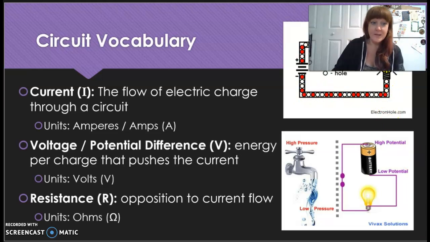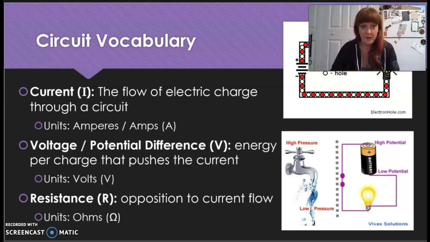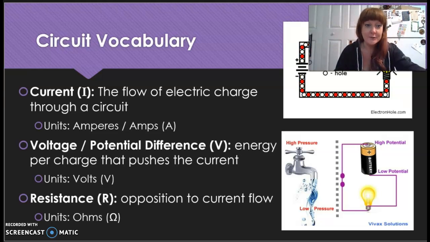Then we have voltage. Voltage is the thing that pushes that current around. You can think of it that way. Voltage is also called voltage difference or potential difference. We won't get into the nitty-gritty between voltage and voltage difference. For us, let's just call voltage potential difference. It's going to be all the same for us. So potential difference is related to energy. Think of it as potential energy.